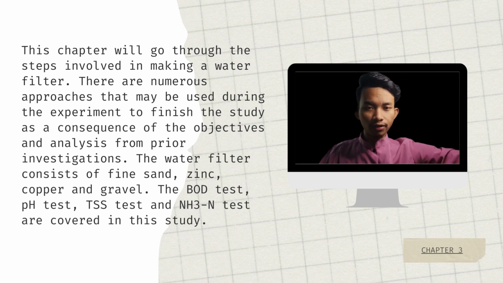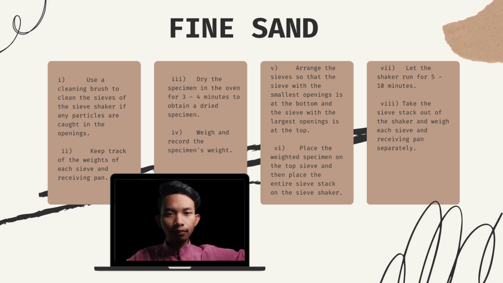So I'm going to explain this chapter 3. This chapter will go through the steps involved in making a water filter. There are numerous approaches that may be used during the experiment to finish the study as a consequence of the objectives and analysis from prior investigations. The water filter consists of fine sand, zinc, copper and gravel. The BOD test, pH test, TSS test and NH3N test are covered in this study.